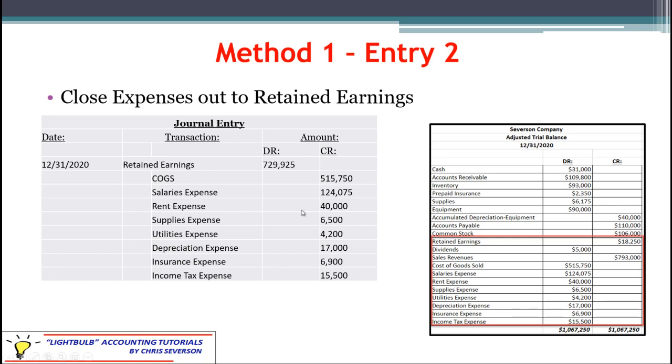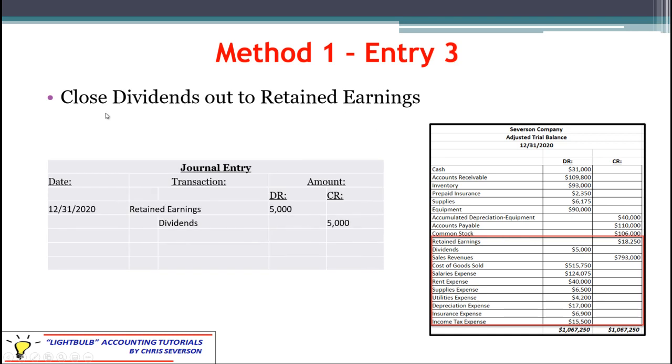So to close them, we have to credit them all. All the exact same balances that you see in the adjusted trial balance. Credit all of them, and then we're going to debit retained earnings, and it will be for the sum of all of these credits. Because again, you can have 8 credits and 1 debit, that's fine, but your dollar amounts have to match out. So we're debiting retained earnings for $729,925, which is obviously going to reduce this a bit. We just added a lot in the last entry. Now we're starting to reduce it quite a bit.